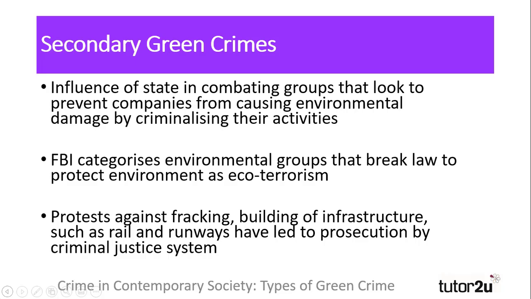A final form of secondary green crime is the influence of the state in combating groups that look to challenge those that cause harm to the environment. States often act to criminalise the activities of those protesting for cleaner air and water, utilising Marxist concepts such as law creation. An example of this is the recognition of many environmental groups in the USA as eco-terrorists, criminalising the activities of those that target firms that have poor records on pollution and equating their activities with terrorism, often to get around complex laws on human rights.